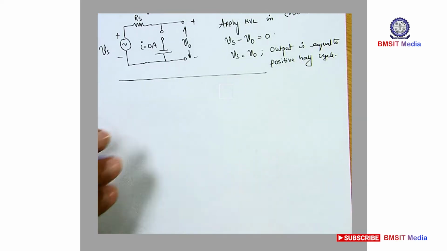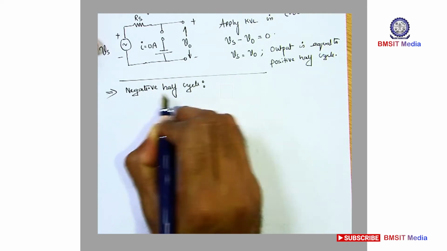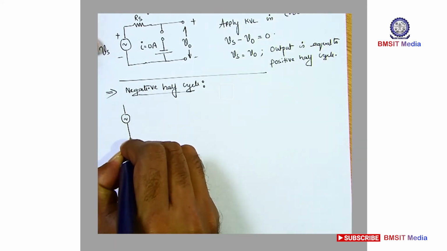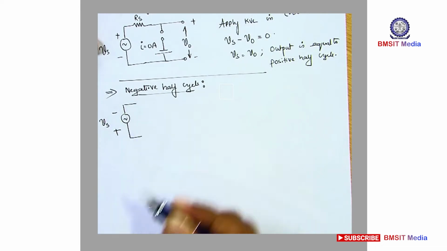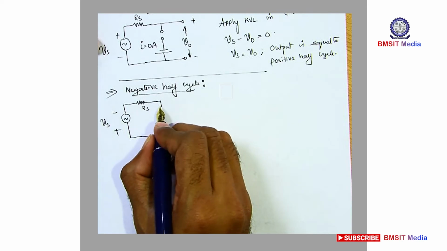And now let us look at the negative half cycle. So during negative half cycle, reverse the polarity for the source and then retain the connection as it is.